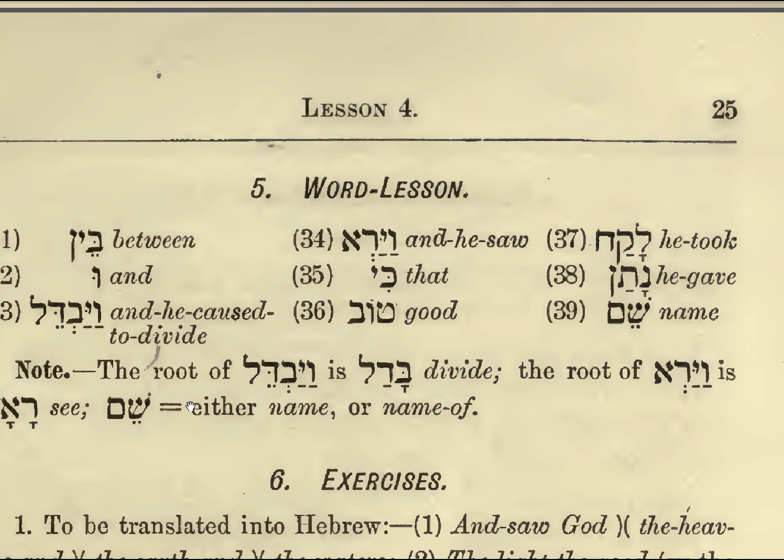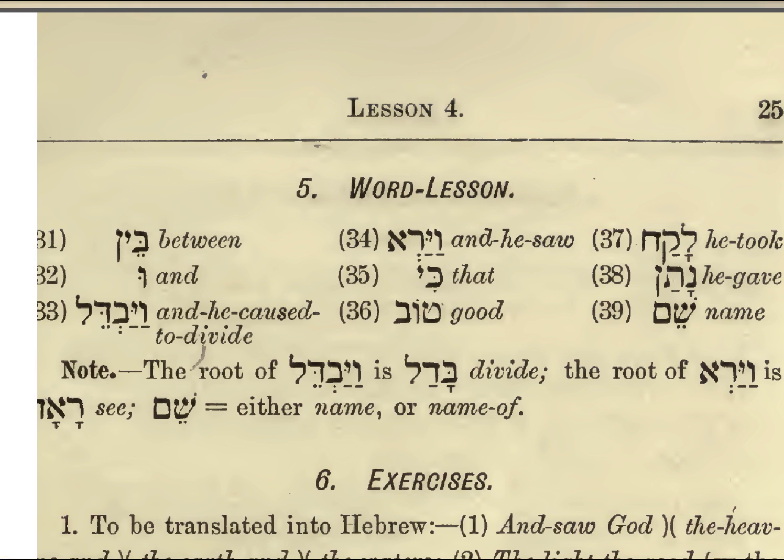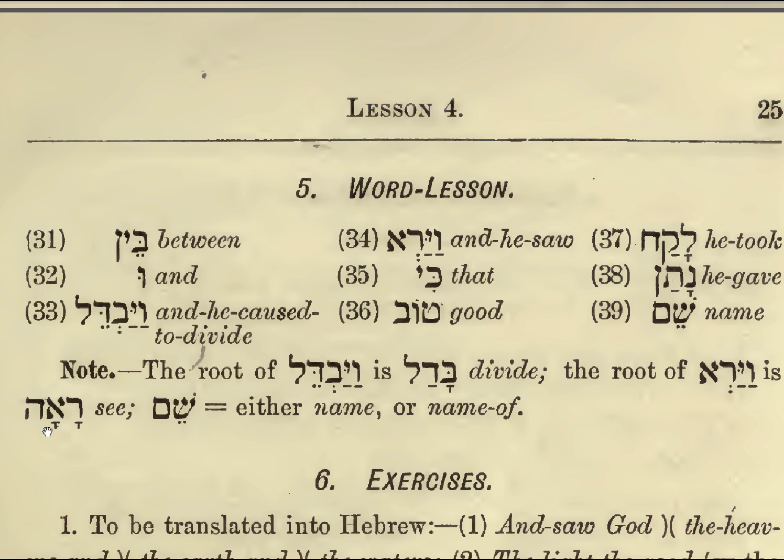Note the root of vayabdil is badal. Badal, divide. So that's the core group of letters that give us the meaning. And here it is here, b, d, l. The root of vayyar is ra'a, see. And the word shem means either name or name of.